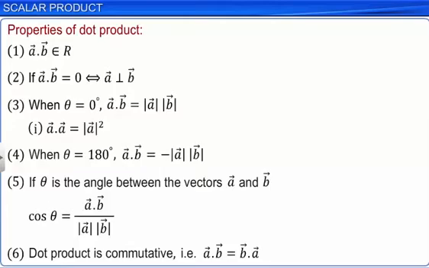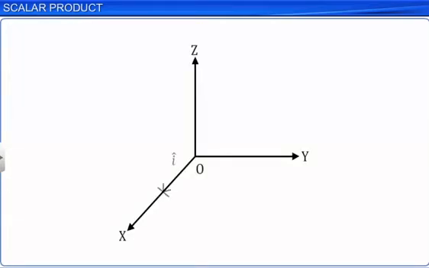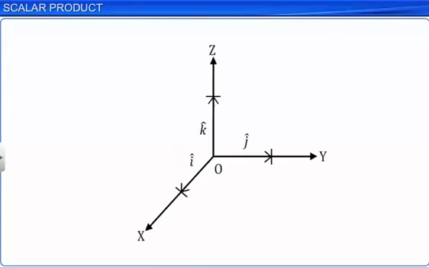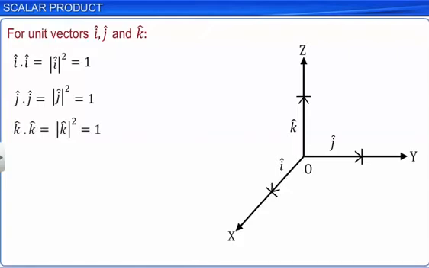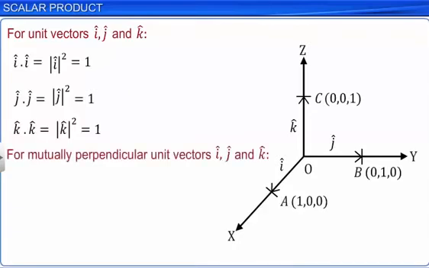You have studied unit vectors i, j and k along the x, y and z axis respectively. The dot product of unit vectors i, j and k with themselves is equal to 1. This is because each of these unit vectors has a magnitude of 1 and angle theta in this case is 0 degrees. The product of any two of the mutually perpendicular unit vectors i, j and k is 0. This is because angle theta in this case is 90 degrees.